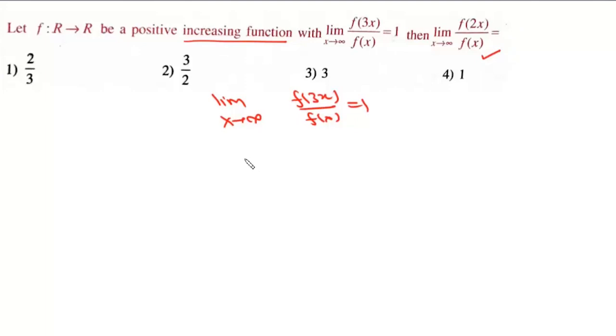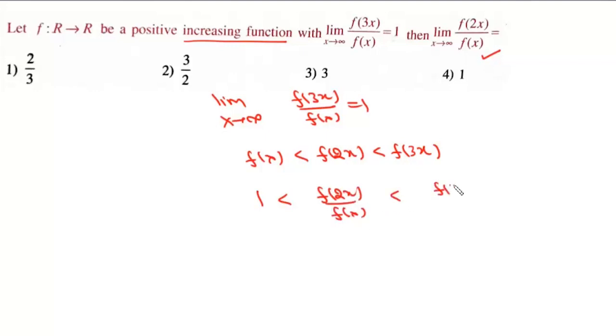f(x) is a positive increasing function, then we know that f(x) will be less than f(2x) and will be less than f(3x). Now we divide everything by f(x), we can write 1 is less than f(2x) upon f(x) and will be less than f(3x) upon f(x).